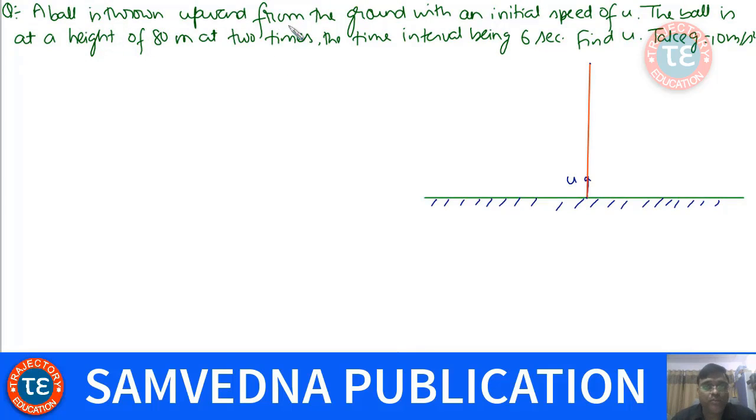See what it's saying. It says a ball is thrown upward from the ground with an initial speed of u. The ball is at a height of 80 meters at 2 times. So what happens if the maximum height reached by the ball is more than 80? In that case, this height of 80 meter will be somewhere, suppose this is maximum height, so 80 will be somewhere below this.